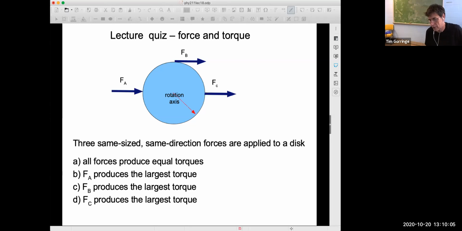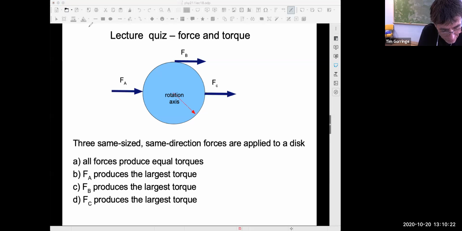Okay, I think we're just about done with the quiz. So this quiz was about that relationship between forces and torques, how forces generate torques. In this quiz, we have these three forces, FA, FB, FC, acting on this object. Now, we're told all the forces have the same strength. They're all located at the same distance from the axis of rotation.